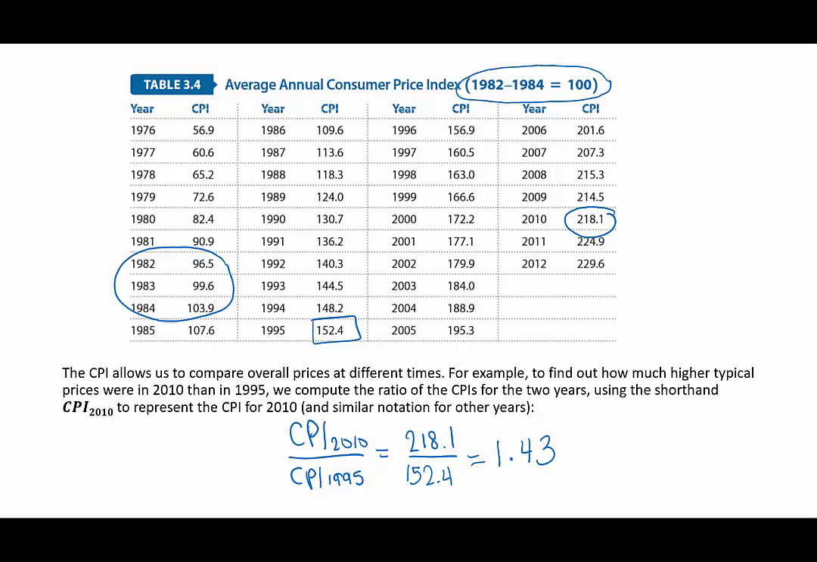We could say that something that cost $1 in 1995 would cost $1.43 in 2010. We could also say that the cost of products increased by 43% from 1995 to 2010, so there was a 43% increase. Those are two different ways that we could talk about this. We could say there's a 43% increase, or something that cost $1 in 1995 would cost about $1.43 in 2010 if it increased at the same rate as inflation.